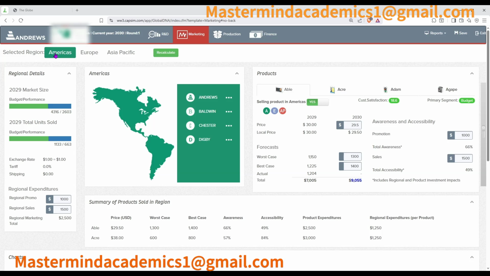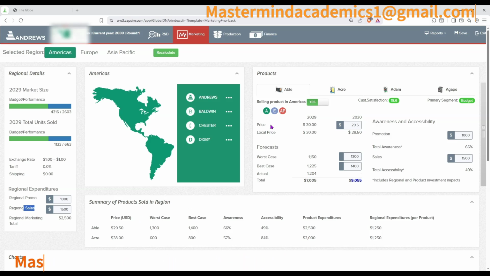In the Americas region, you can see that for our regional promo, we gave it 1,000. Regional sales, we gave it 1,500. So the regional market has a total of 2,500. The regional promo helps us increase customer awareness through promotions and maybe trade shows. And the regional sales will help us increase customer accessibility, that is, how easily customers can access our products in the market.